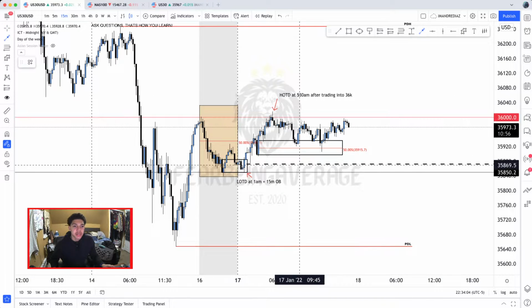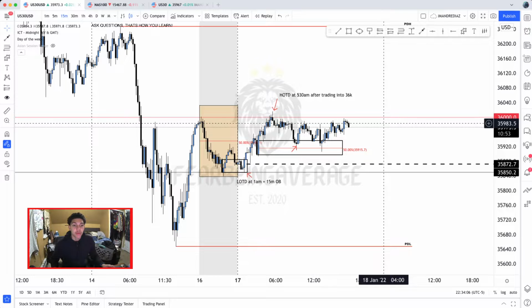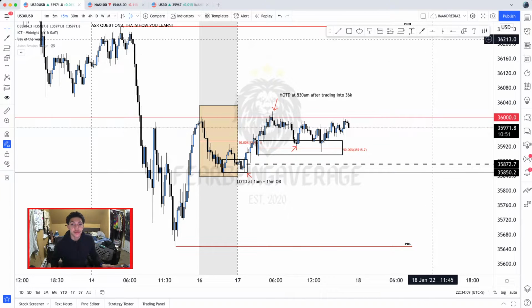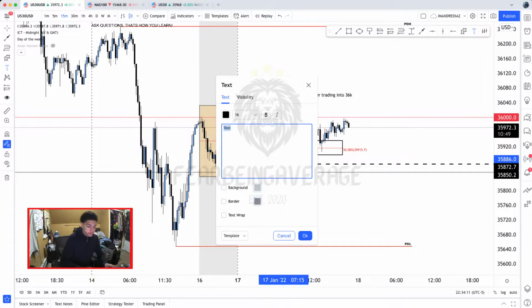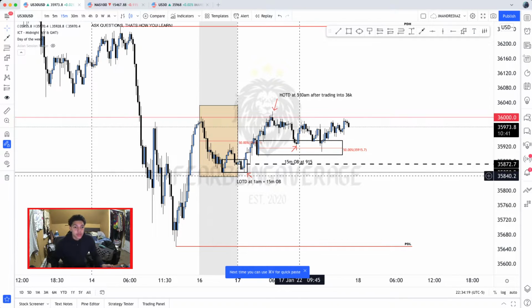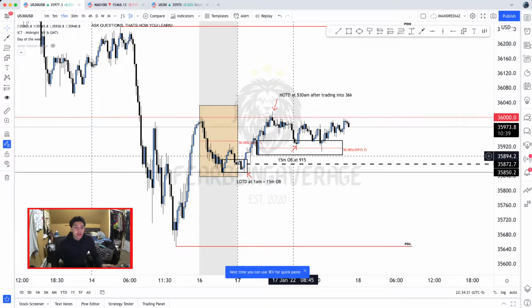Not Asian. I keep saying the Asian session. Traded right into this 15-minute order block at what time? 9:15. So we're going to annotate that also. We got the 15-minute order block at 9:15. So we had that. We're going to mark that up. So we had the 15-minute order block rejection at 9:15.